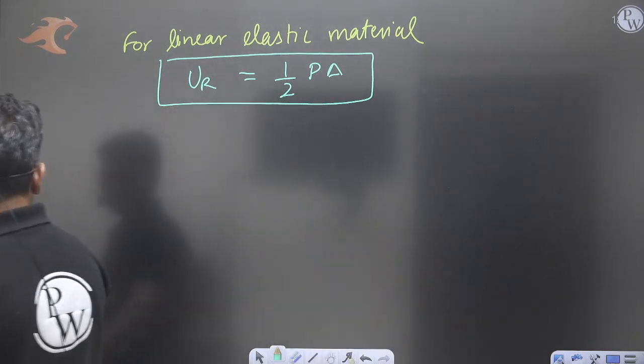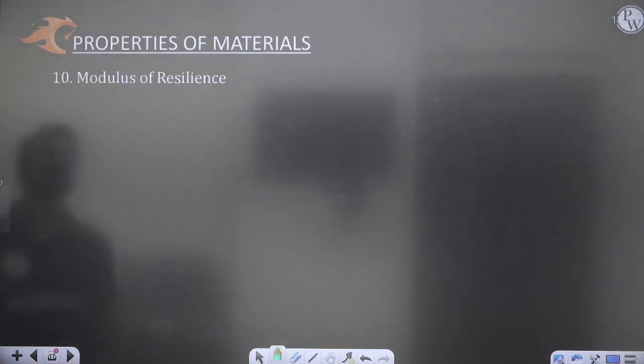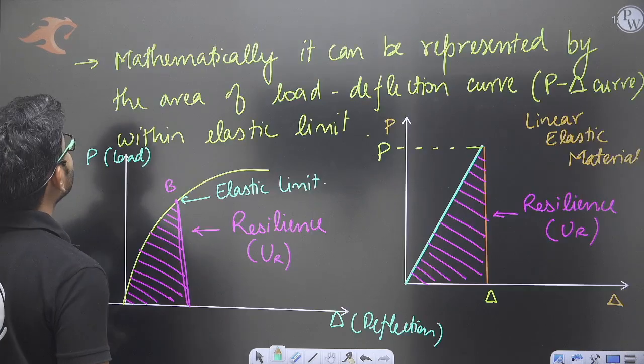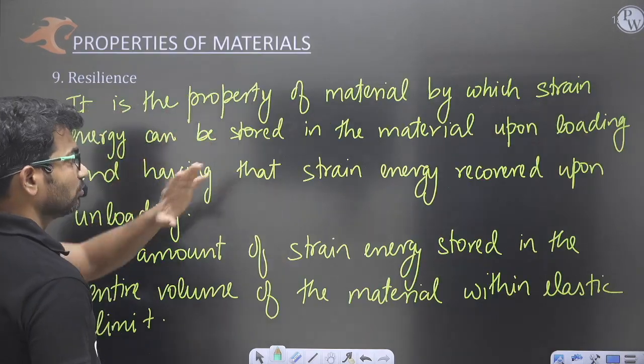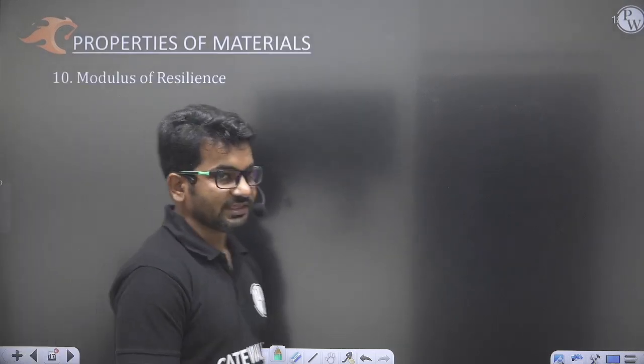Resilience, I hope, is clear to all. Next property is modulus of resilience. How have we defined resilience? Resilience is defined like this. Now modulus of resilience is simply resilience per unit volume, or we can say total strain energy stored in the material up to elastic limit per unit volume of the material.